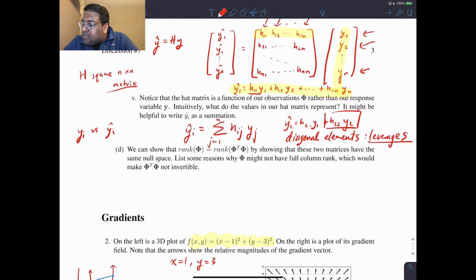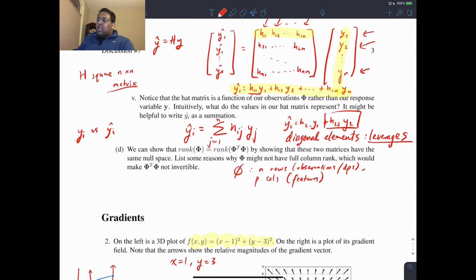Okay, and finally, to wrap things up for question 1, part D, it tells us that we can show that phi and phi transpose phi have the same rank, and we want to list some reasons why phi might not have full column rank, which would imply that phi is not invertible, meaning phi transpose phi is also not invertible. Okay, and just recall, we have phi as n rows, which means n observations or data points, and we have p columns, i.e. features.